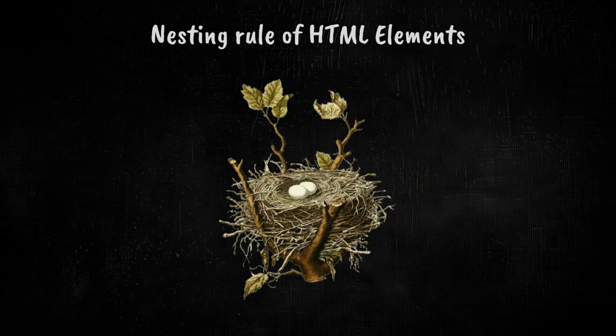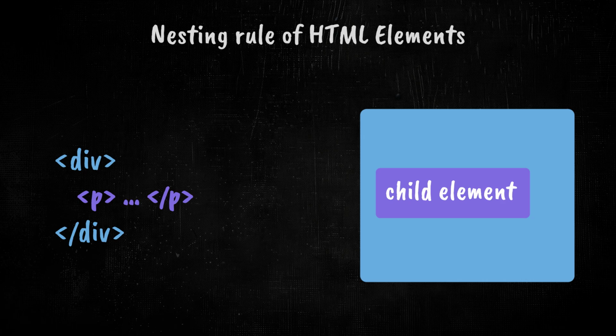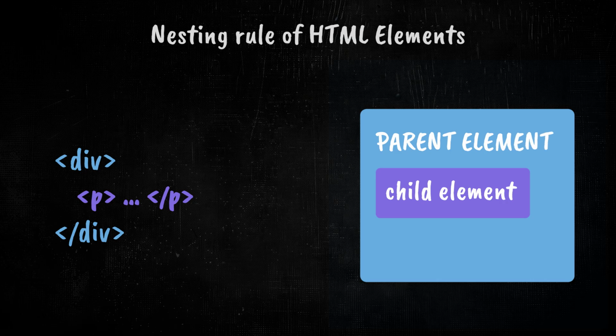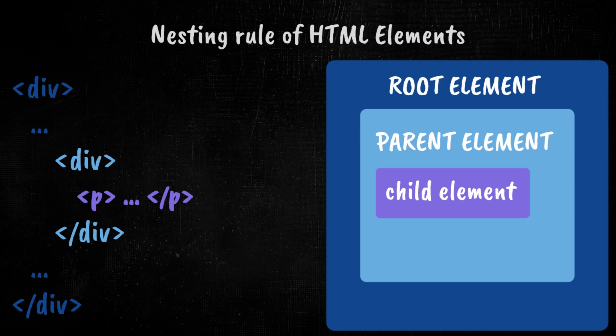Now we already know what an element is. Now let's talk about the nesting rule. So HTML allows elements to live inside each other. The element inside another is called the child, and the outer element, which is holding the child element, is called the parent element. And the top level element, which is holding all the elements, is called the root element. Basically the one which is starting the family tree.